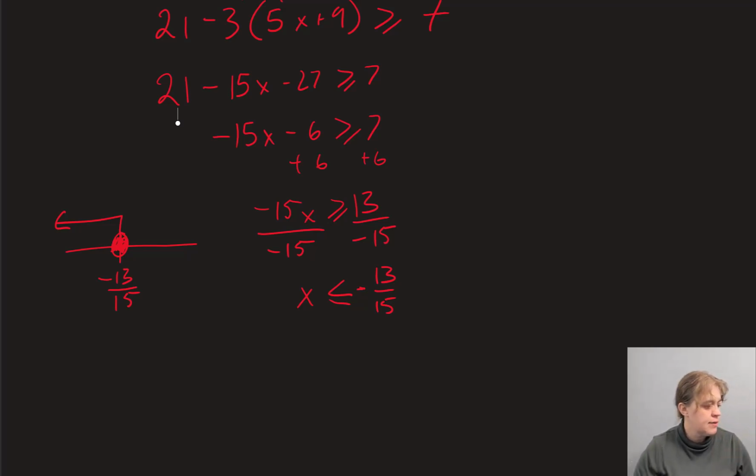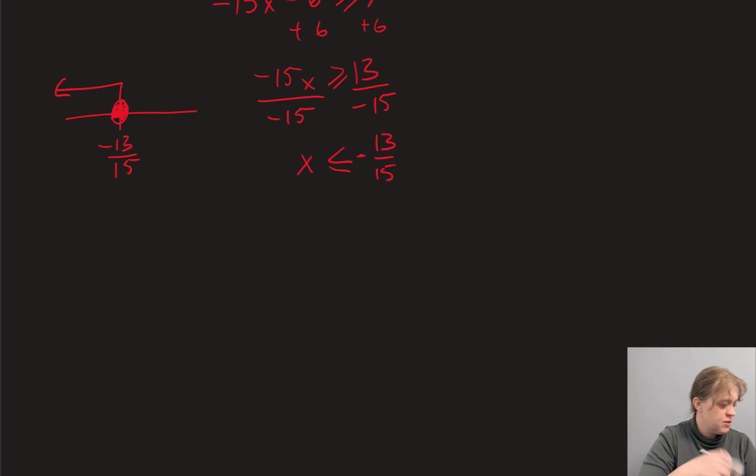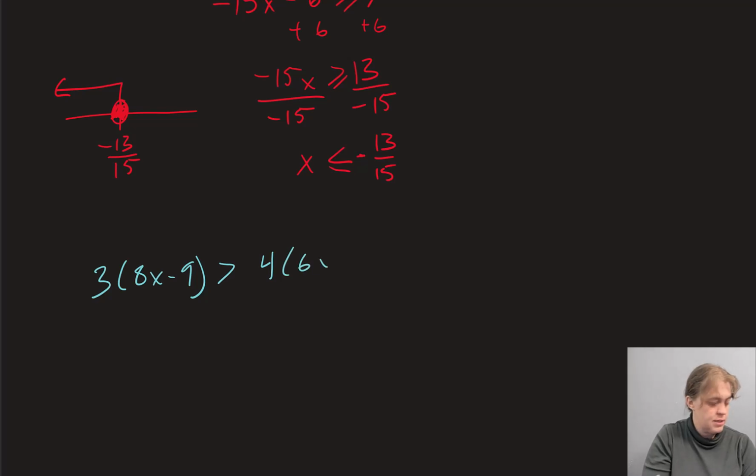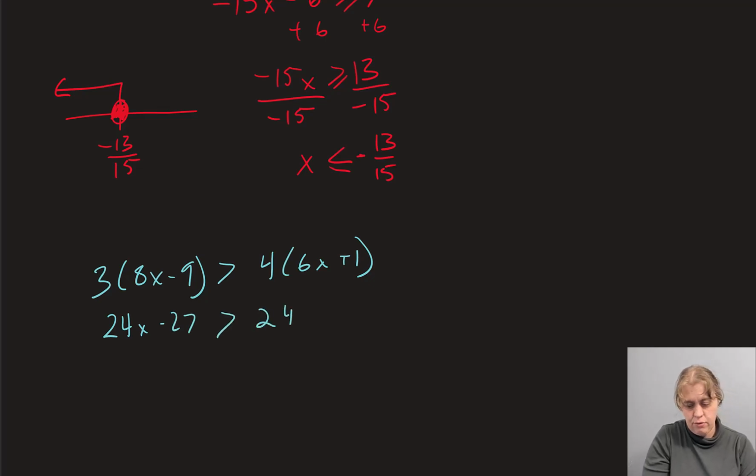Well, all right, I do want to talk about this one because there are 2 other random cases that can happen. Probably not going to show up on the test. I don't think they show up on the homework, but the completionist in me insists on doing this. 4 times 6x plus 1. So that's going to be 24x minus 27 is greater than 24x plus 4.